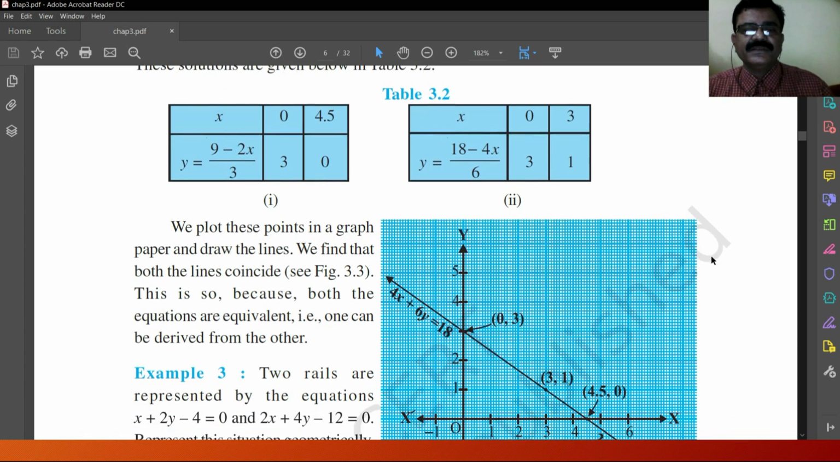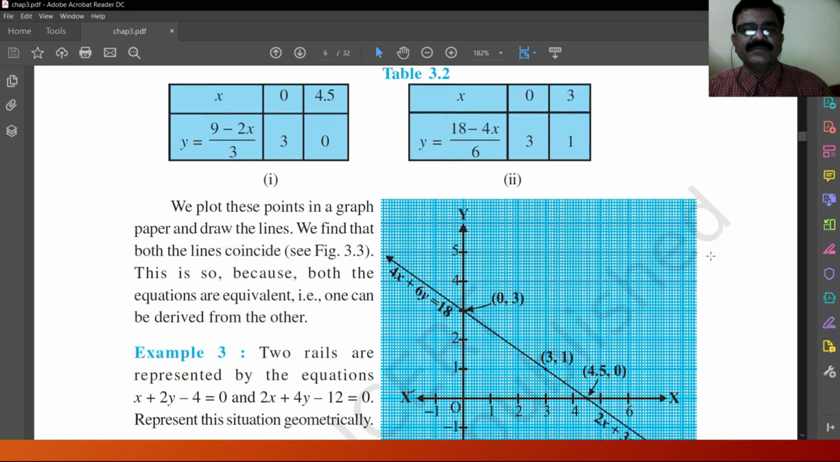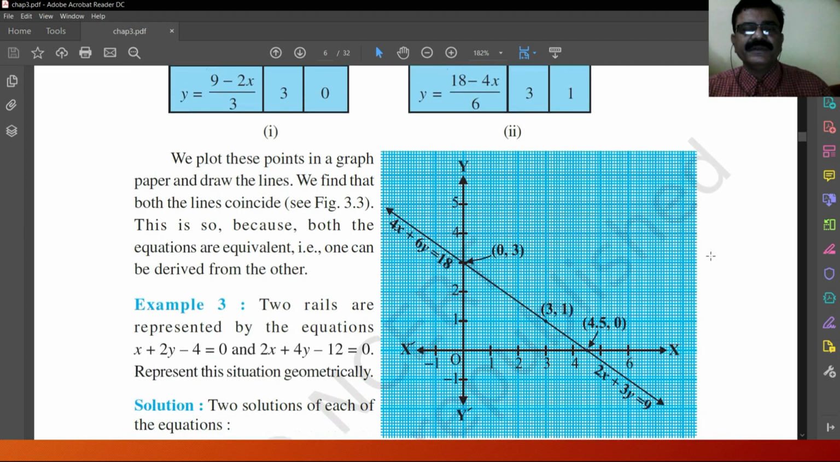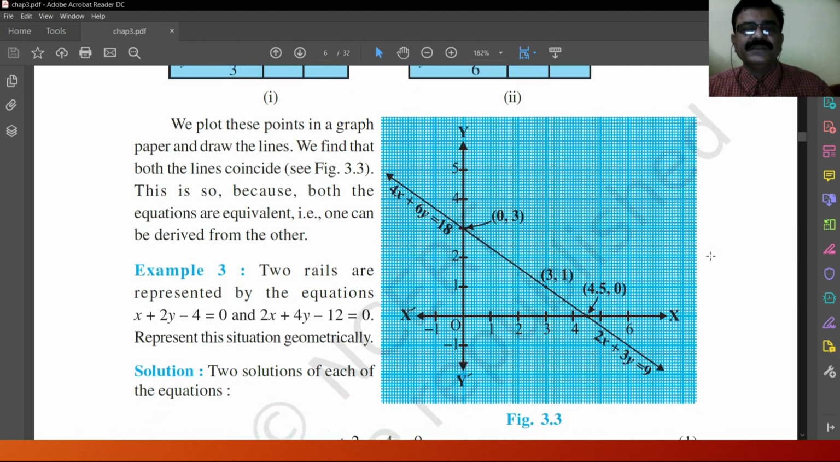So by seeing these, you can plot the graph, and you see that for 4x plus 6y is equal to 18 as well as 2x plus 3y is equal to 9, both the graphs have been drawn and both the lines coincide with each other. This is so because both the equations are equivalent, that is, one can be derived from the other.